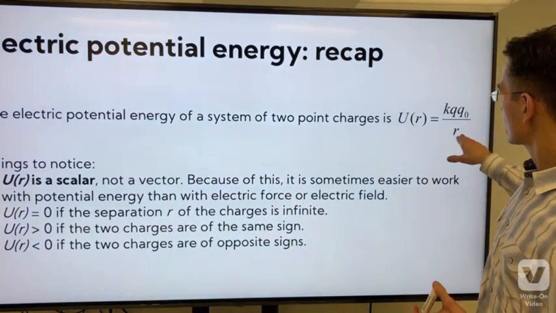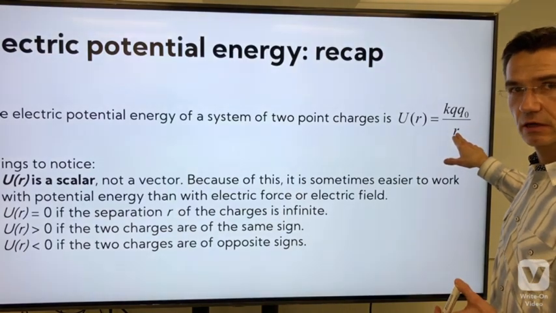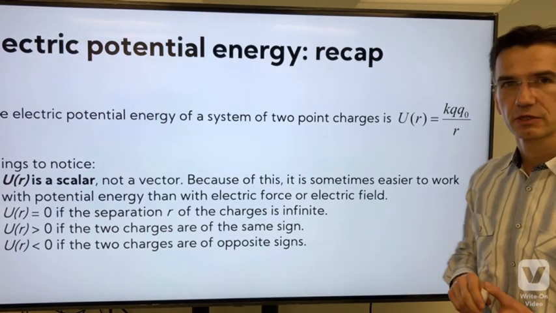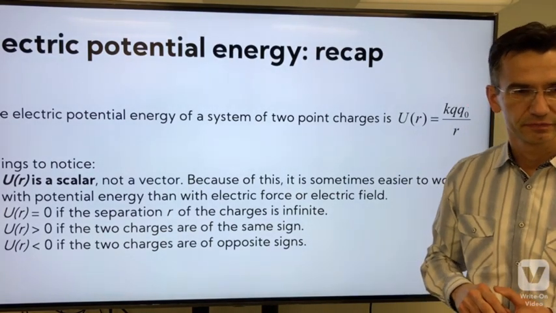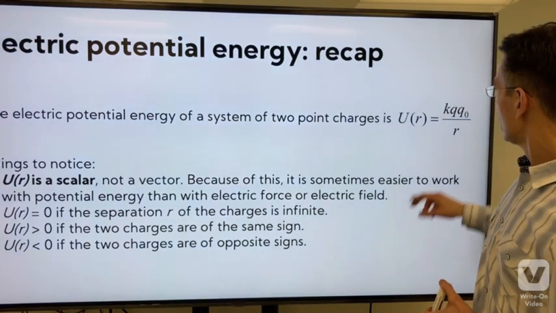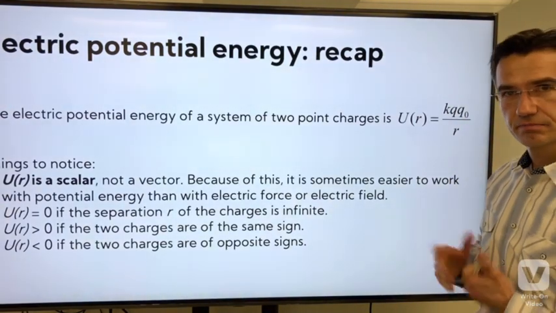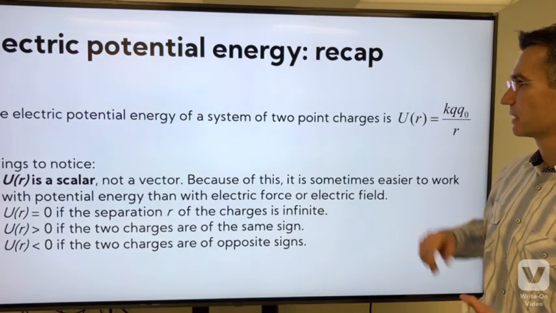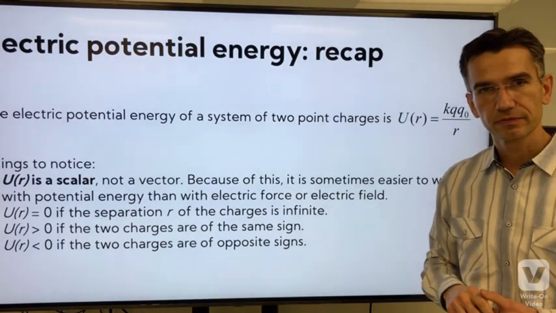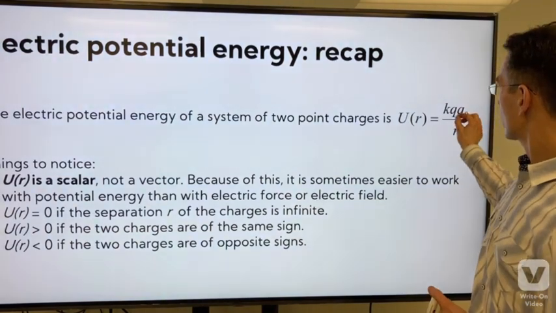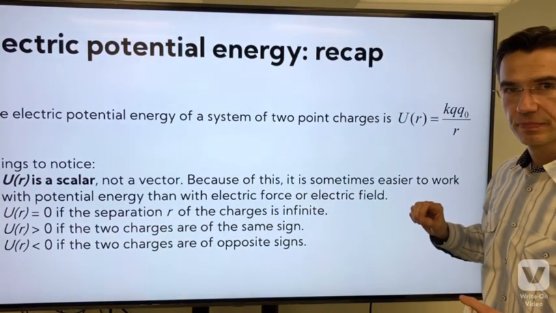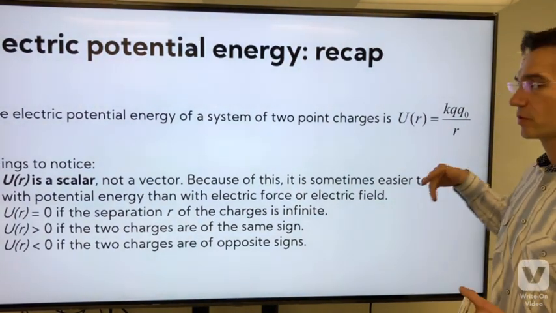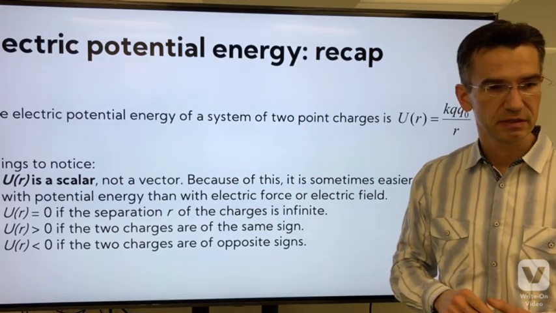If the separation between these two charges is infinitely large, then you'll see that the electric potential energy of the system is 0. If the two charges have the same sign, both positive or both negative, then this product is positive, so the electric potential energy is positive. If these two charges have opposite signs, then this product is negative, so then the electric potential energy of this system is negative.